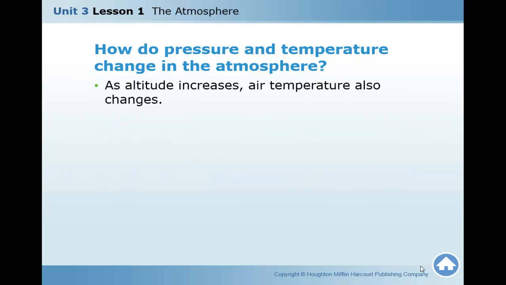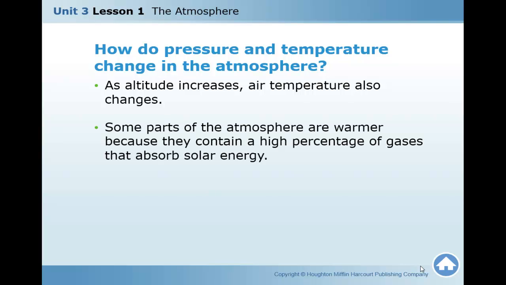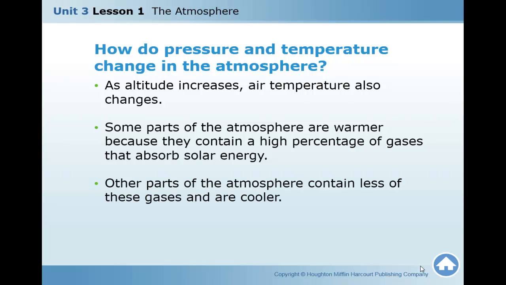As the altitude increases, air temperature also changes. Some parts of the atmosphere are warmer because they contain a high percent of gases that absorb solar energy. Okay, so we have some gases which can absorb sun energy or heat energy, so it will be warmer than the other gases. Other parts of the atmosphere contain less of these gases and are cooler.